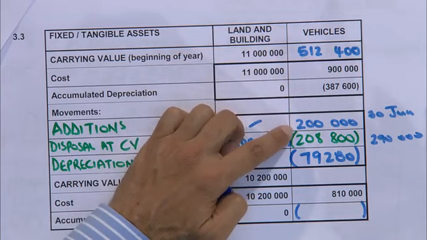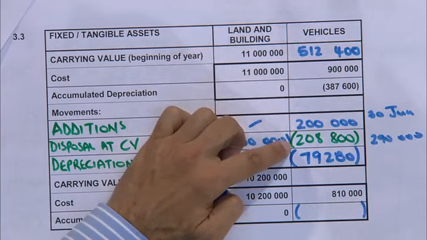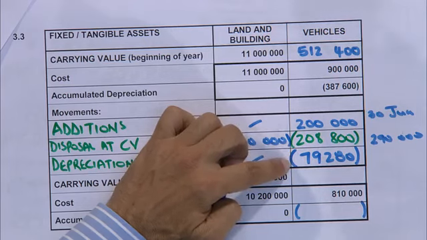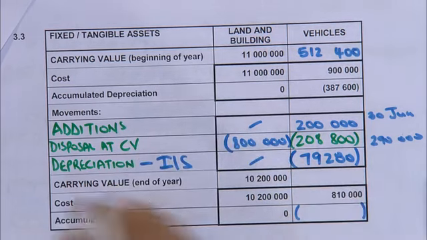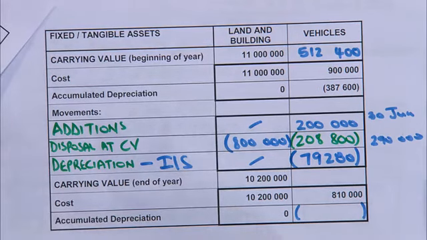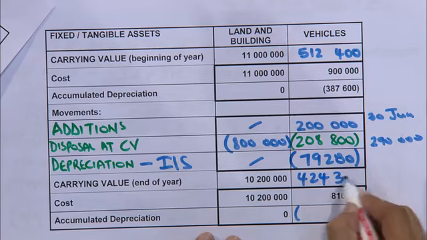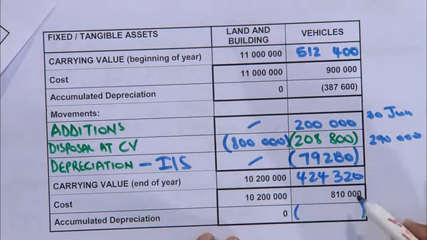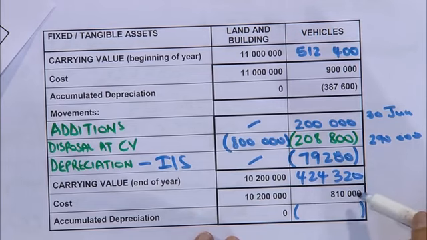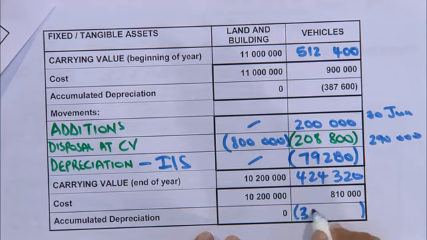We say 512,400 plus 200,000 minus 208,800 minus 79,280 gives me carrying value at the end of the year of 424,320. Right, so I have the carrying value at the end of the year. So 810,000 minus what gives you 424,320? Then I just take away the 810,000, and it gives you 385,680.